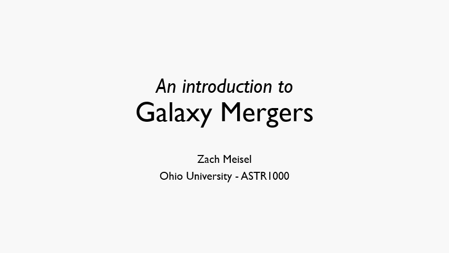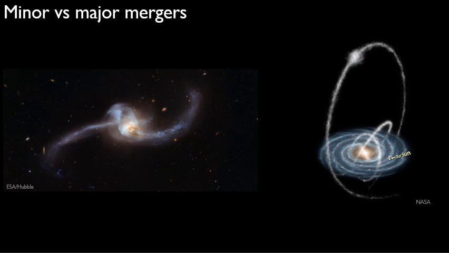Here's an introduction to galaxy mergers to accompany Chapter 28 of the textbook Astronomy from OpenStax. So first, when we talk about mergers, there's sort of two classifications that we put these into. We have major and minor mergers, and they're exactly what you think they would be.